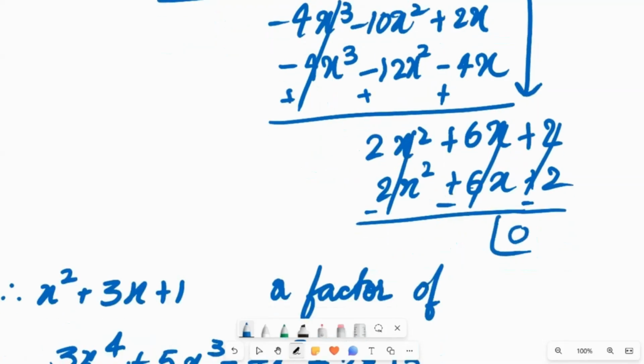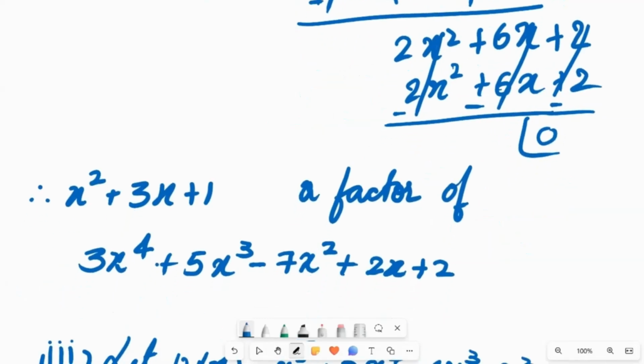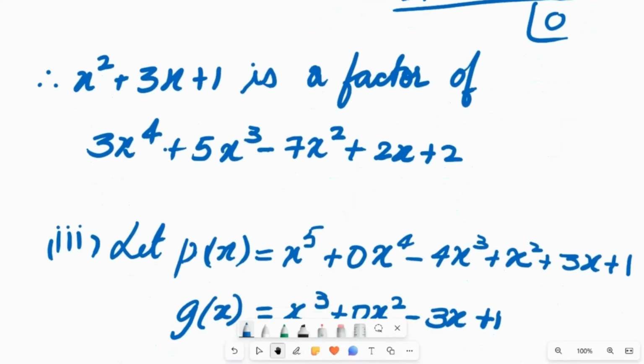Since when divided 3x power 4 plus 5x cube minus 7x square plus 2x plus 2 by x square plus 3x plus 1, we got remainder as 0, x square plus 3x plus 1 is a factor of the polynomial.